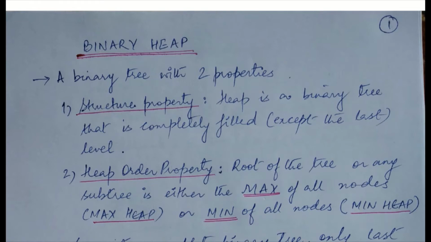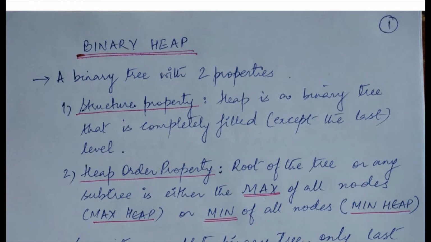One is the structure property. It's actually a completely filled binary tree. If you remember, we discussed the types of binary trees. So you have a complete binary tree in which all the levels are filled except the last level, and the last level might be partially filled, but it's filled in order from left to right. So that is one property it needs to have to be called a binary heap.